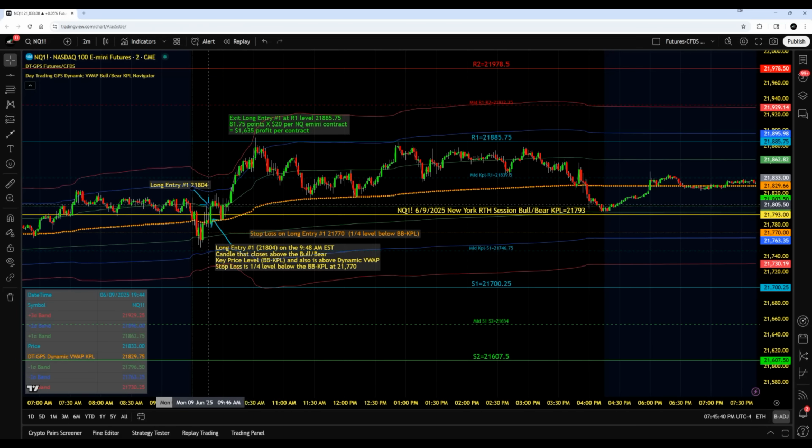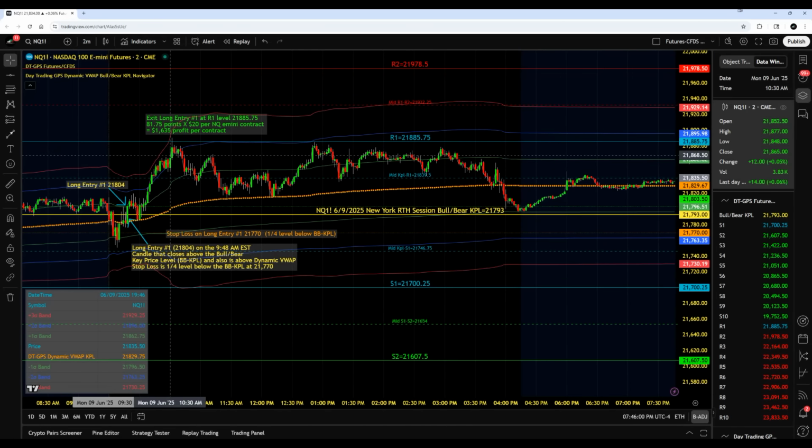Alright, so as we can see, we did get a little bit of a move up and then a move back down to the VWAP before bouncing off the VWAP and resuming the uptrend. And then we went right up to the R1 level, 21,885.75. We went a little bit above it here with this wick. We'll go ahead and see what that price was.